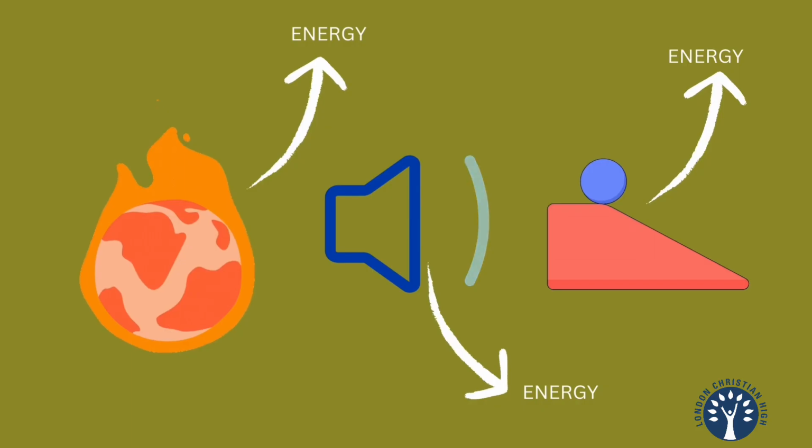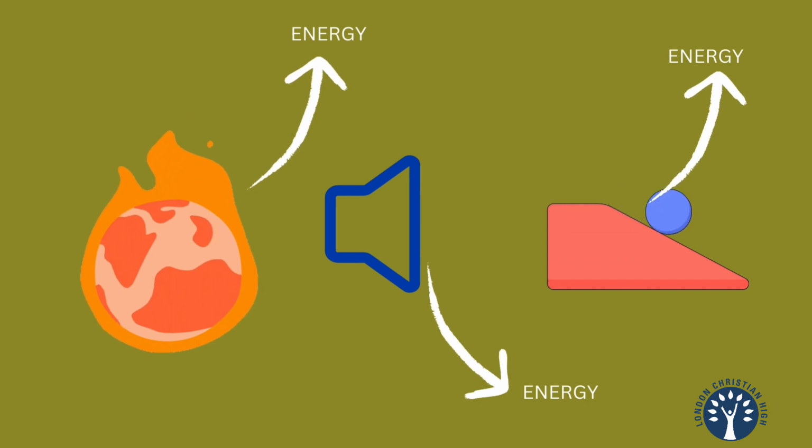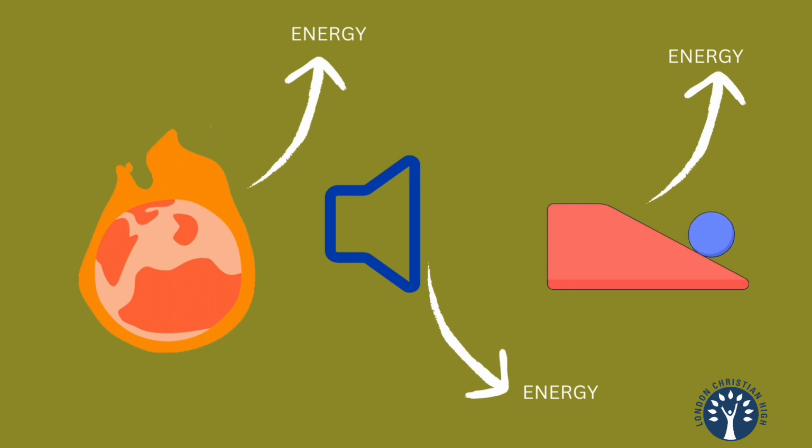In real life, all systems will interact with other systems, which means that energy will be lost by friction, as heat, as sound. But with the law of conservation of energy, we're pretending that all that energy is staying within the system.